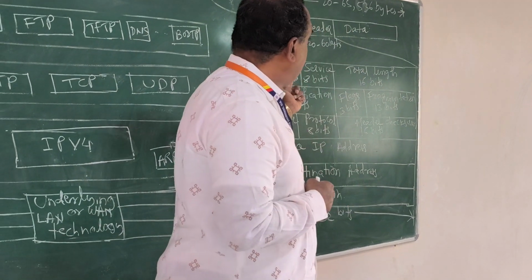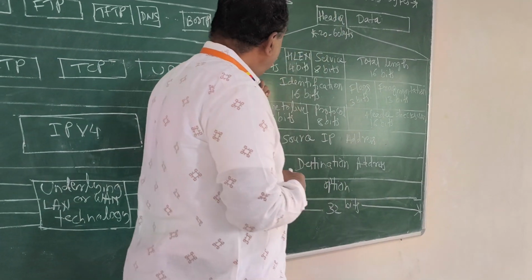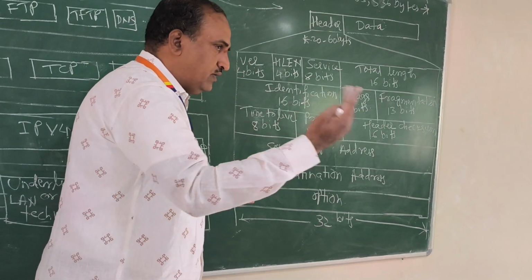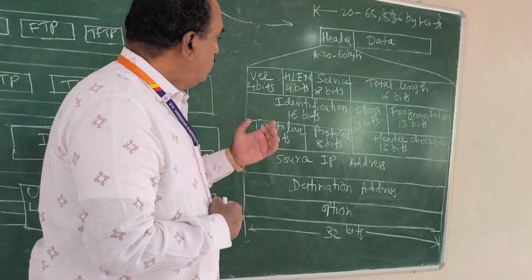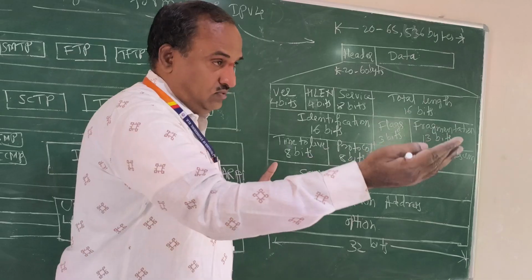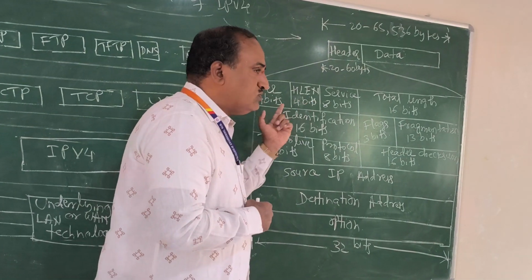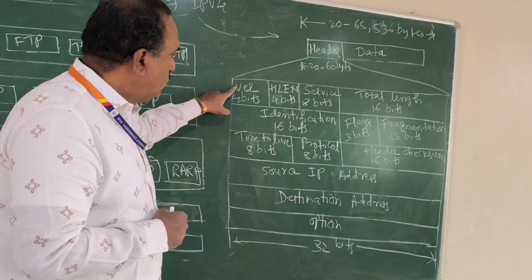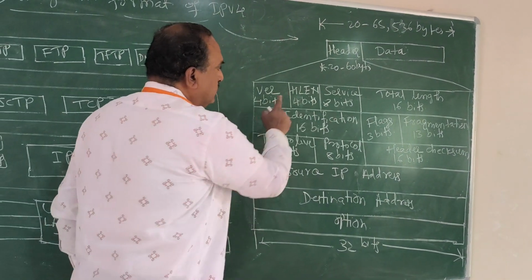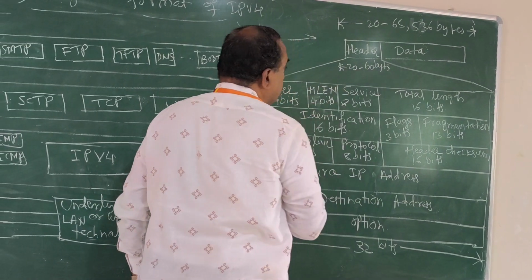This is the user data format. Apart from the source address and destination address, it contains many other components. The header is of 20 to 60 bytes.